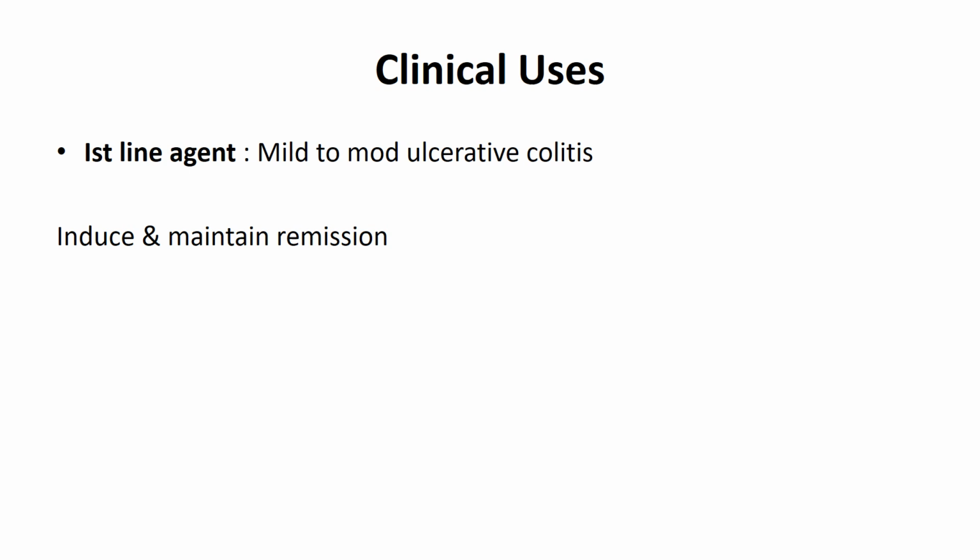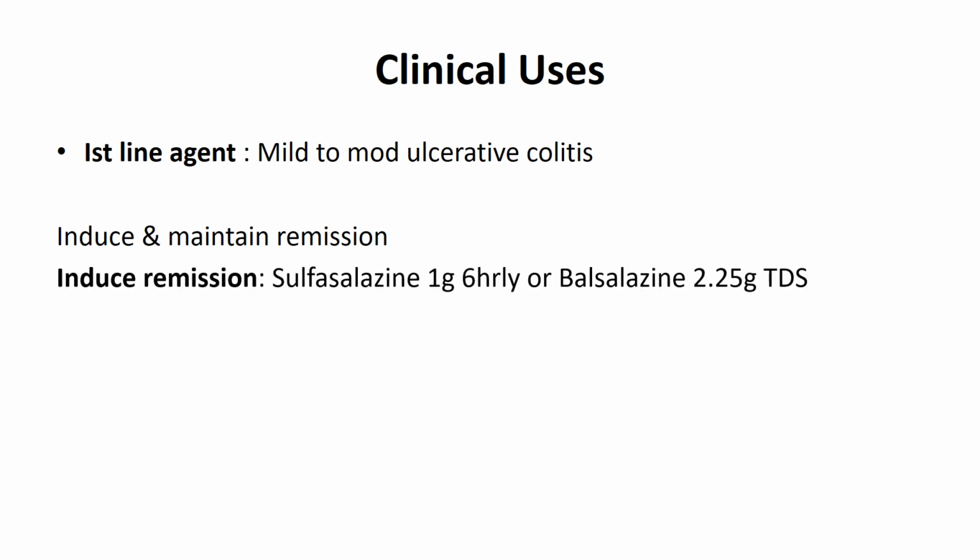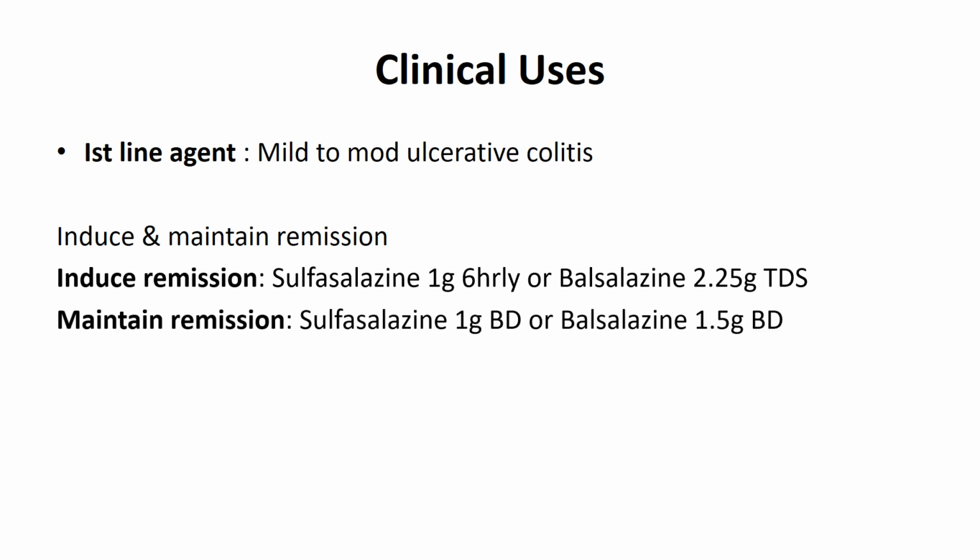Clinical use: it is the first-line agent for mild to moderate ulcerative colitis. We can use these amino compounds. They can be used for the induction and also maintenance of remission. For induction, sulfasalazine 1 gram 6-hourly or balsalazide 2.25 grams TDS. For maintenance, a reduced dose: sulfasalazine 1 gram BD or balsalazide 1.5 gram BD.